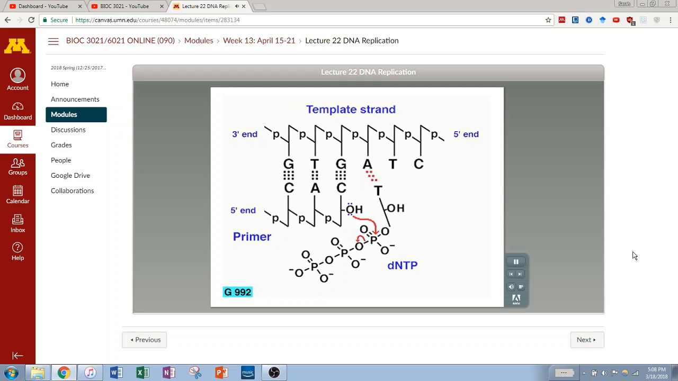Next, a dTTP will diffuse in to occupy the open site, and it'll hydrogen bond with a complementary A residue on the template, resulting in TA base pairing. The 3' hydroxyl group of the primer will then launch a nucleophilic attack on the phosphorus atom of the alpha phosphate of the dTTP.